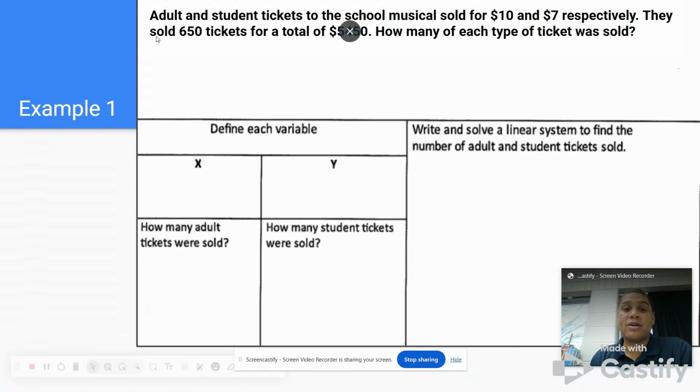That first part, adult student tickets, that's define each variable. And when you look at the homework, there's going to be a spot for you to literally write down that X is all your adult tickets and Y is all of your student tickets. And you need to write that down as part of your answer. You need to understand that X is how many adult tickets are sold, Y is how many student tickets are sold.